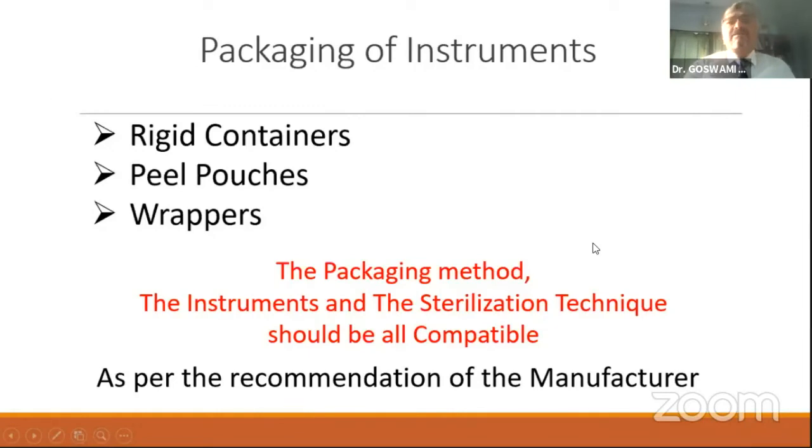A few words about packaging, because before the instruments are taken up for sterilization, packaging is the most important part. We can package the instruments either in rigid containers, just like I showed you previously, or we can use peel pouches, or we can use wrappers. Now, the important thing to understand in all this is that the packaging material, the instrument which is sterilized in the packaging material, and the sterilization technique should all be compatible and validated. You cannot mix up a particular type of packing material and use it in a steam sterilizer, which is not allowed, and so on and so forth. And another thing that you all must follow is the manufacturer's recommendation.